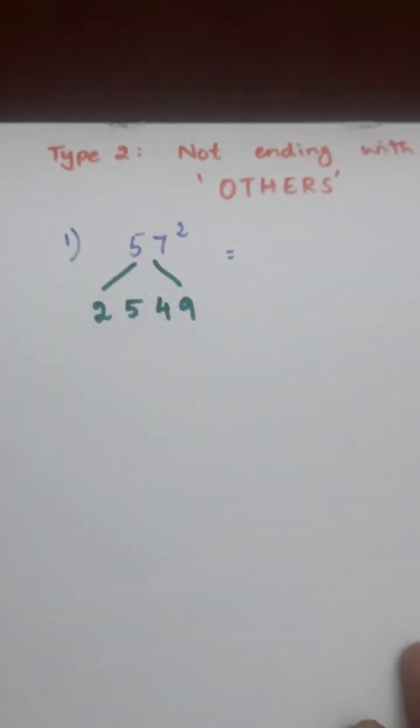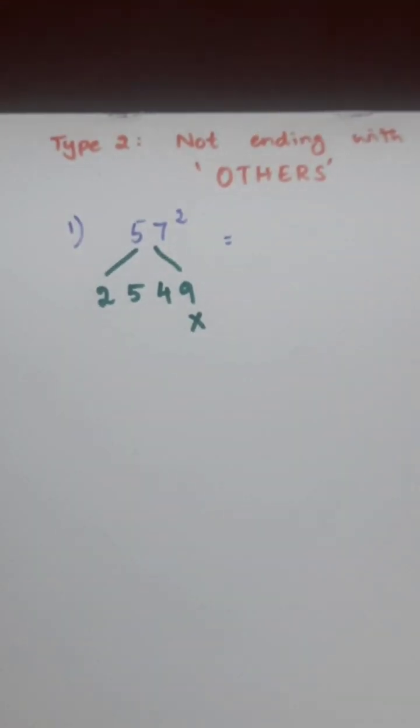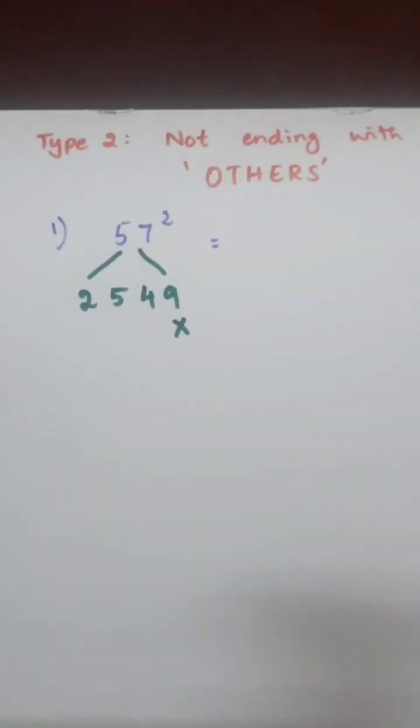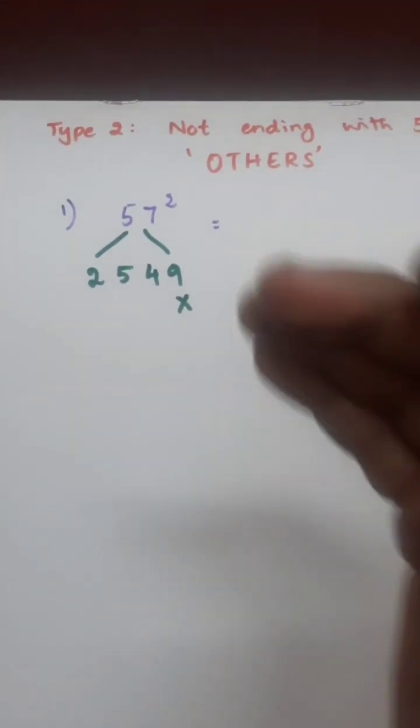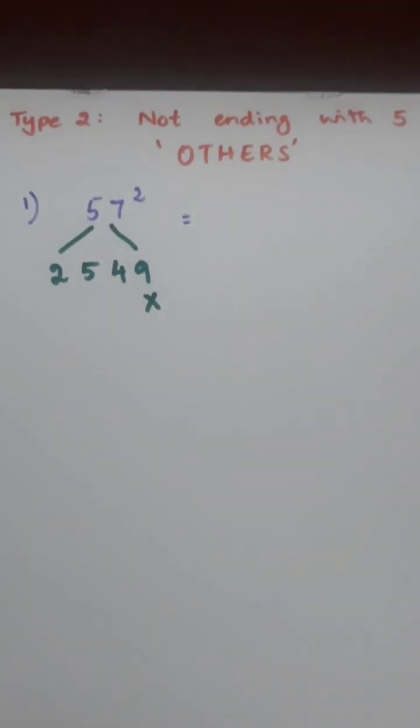I'll find it out like that. Then below the 9, I'll just make it a cross. That means I will not write any number below that. At the right corner we have 9. Below that we will not write anything, so I'll just put a cross mark.